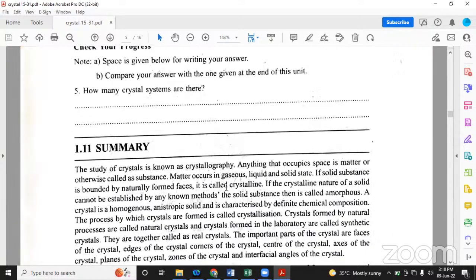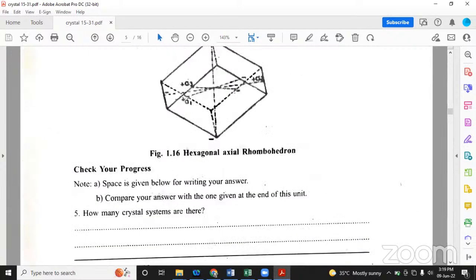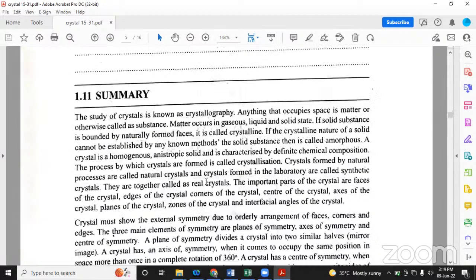Okay, we're coming to this one. We study crystals; that is known as crystallography. Crystallography is nothing but the study of crystals. The space is matter, or otherwise called substance. Where the substance is between the spaces, this angle, how much space there will be, how much angle between the axes.